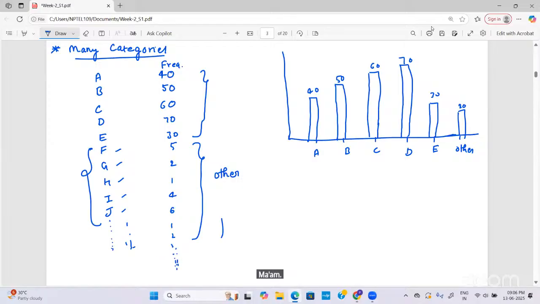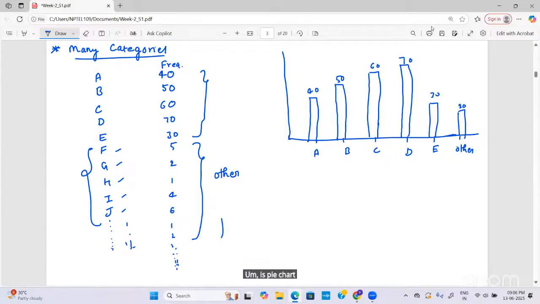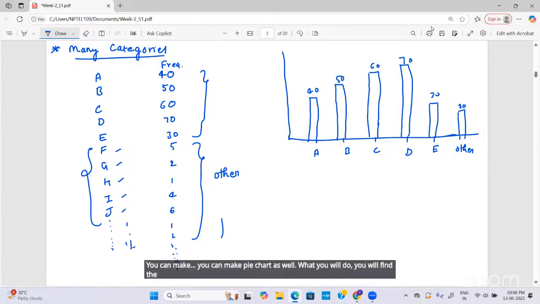Ma'am, I am not able to ask my question. Can I please ask my doubt? My doubt is, if there are too many categories with low frequencies, as you just mentioned, is a pie chart ideal for that? You can make a pie chart as well. What you will do, you will find the percentage by taking the summation of all the categories.